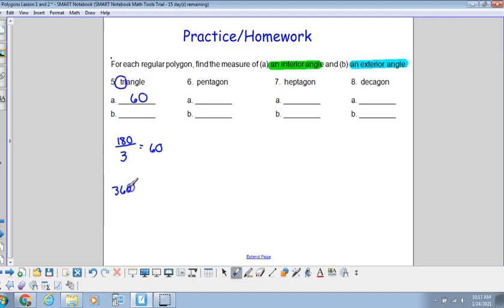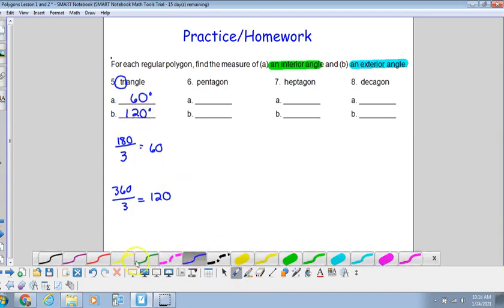That sum is 360. The number of sides is 3. And when we divide, we get 120. And this makes sense because this interior and this exterior angle are supplementary. Let's do the same thing for our other problems.